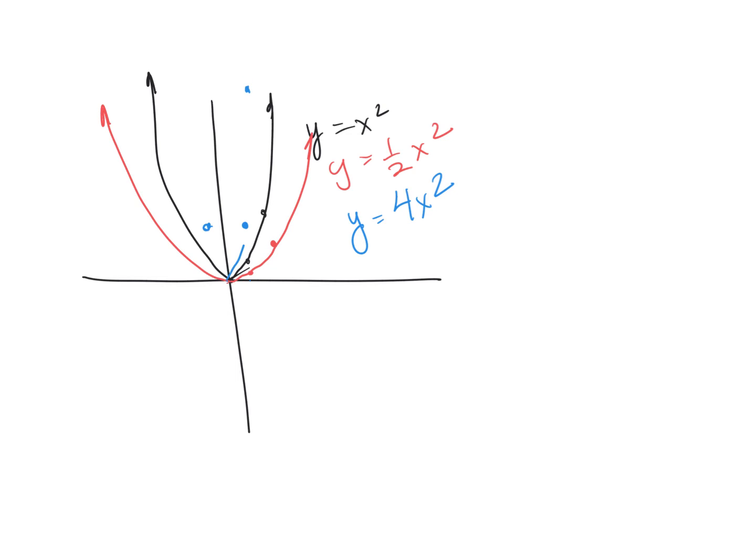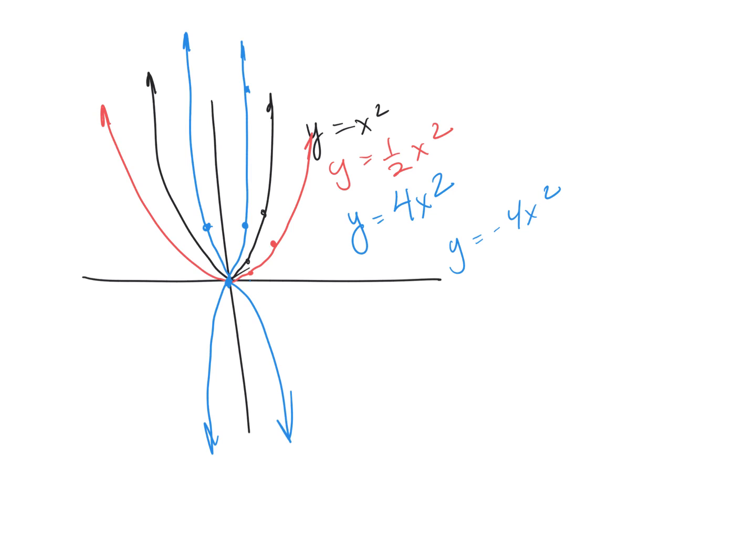It would go vertically stretched like this, a lot steeper, okay? So if I multiplied it by a negative, then it opens down. But if I did it by y equals -4, it would be the same shape as the blue one, but it would open down instead of up. Okay? All right.